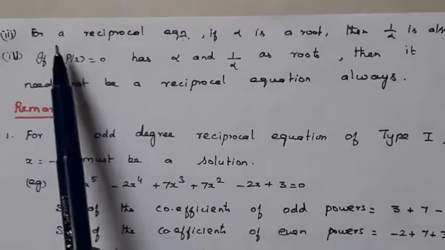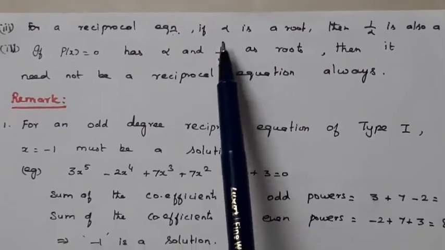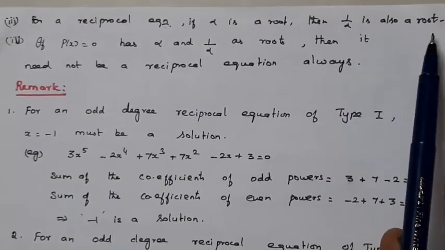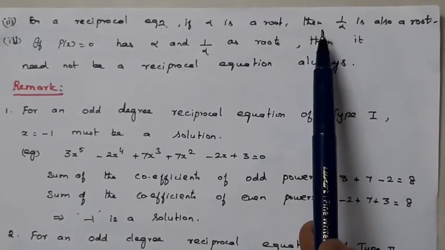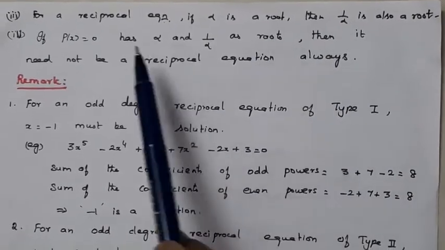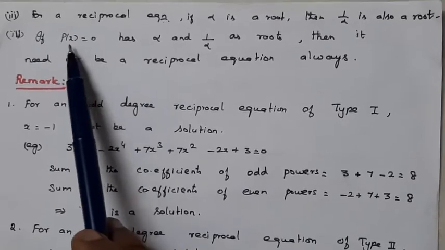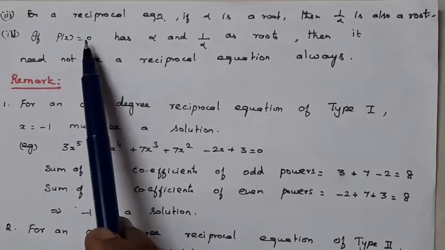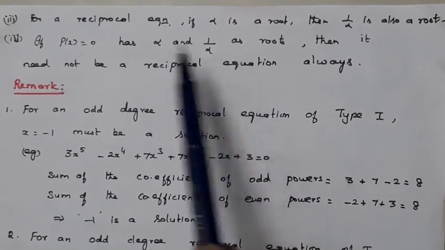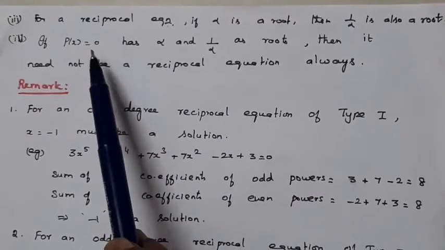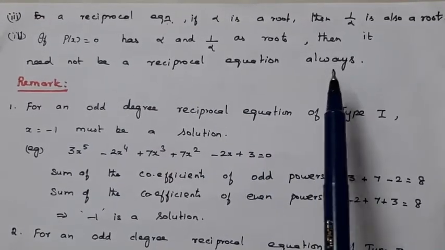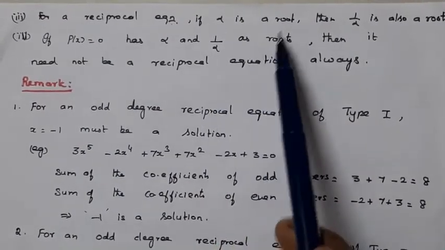Also, for a reciprocal equation, if alpha is a root, then its reciprocal 1 by alpha is also a root. This is true for a reciprocal equation, but the reverse may not be true. That means if for a polynomial equation p of x is equal to 0, alpha and 1 by alpha are roots, then this p of x need not always be a reciprocal equation. The reverse may not be true sometimes.